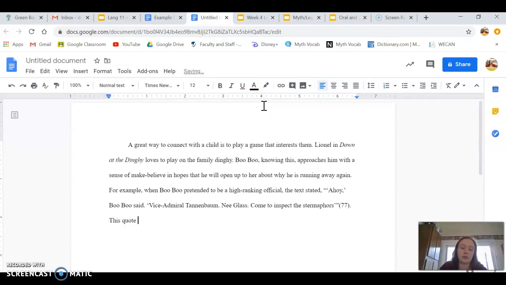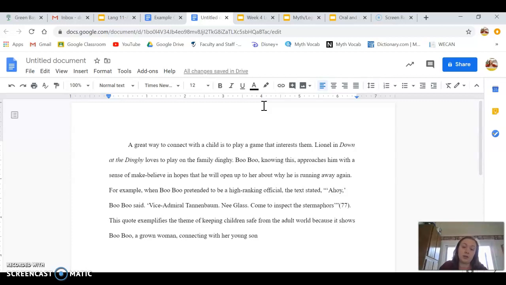This quote exemplifies the theme of keeping children safe from the adult world because it shows Boo Boo, a grown woman, protecting or connecting with the young son by playing make-believe with him.